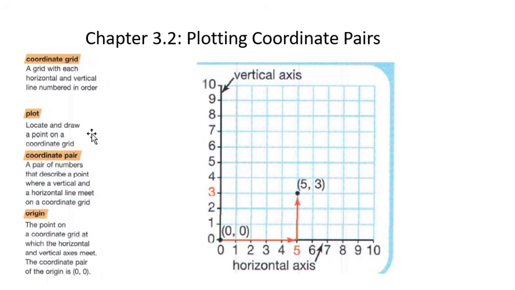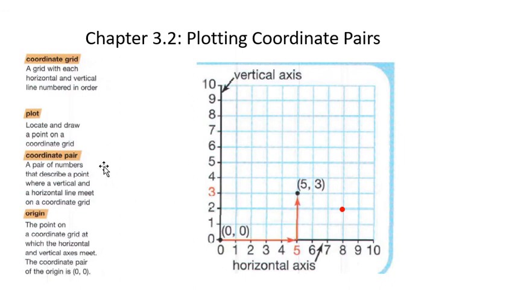Plot. That means locate and draw a point on the coordinate grid. So someone, for example, has already plotted 5, 3, which is this black dot right here. If I told you to please plot a point on 8, 2, you would plot that point right there. That is 8, 2. 8 on the horizontal axis and then 2 on the vertical axis.